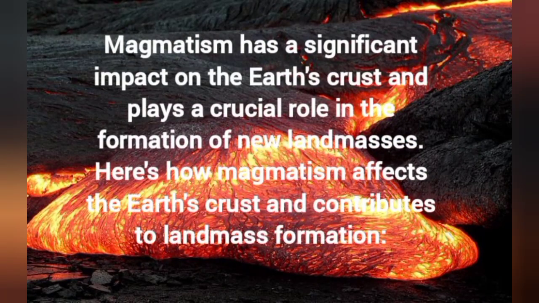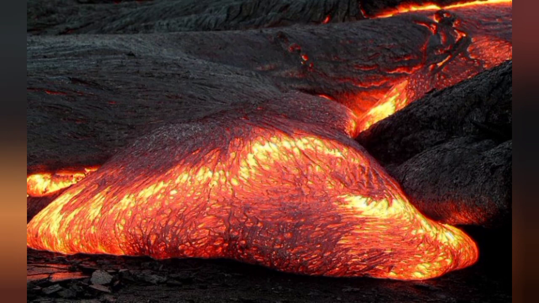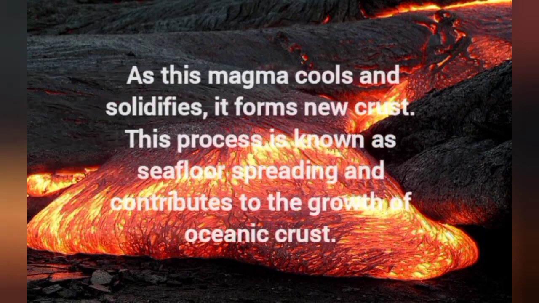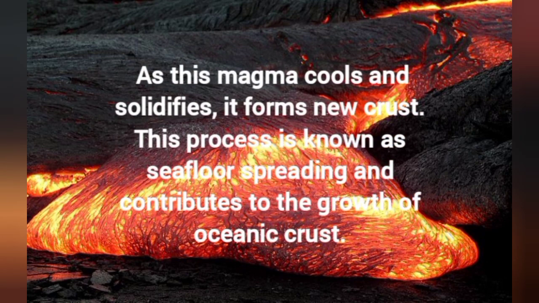Magmatism has a significant impact on the Earth's crust and plays a crucial role in the formation of new land masses. Here's how magmatism affects the Earth's crust and contributes to landmass formation. Number 1. Crustal growth. Magmatism is responsible for the creation of new crust. At divergent plate boundaries, where tectonic plates move apart, magma rises from the mantle and fills the gap. As this magma cools and solidifies, it forms new crust. This process is known as seafloor spreading and contributes to the growth of oceanic crust.